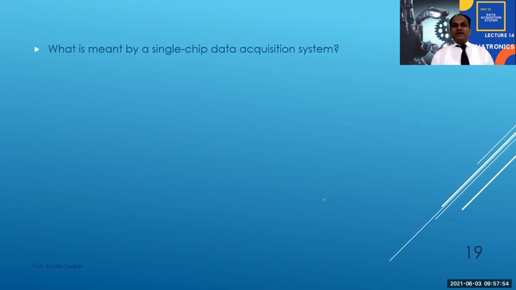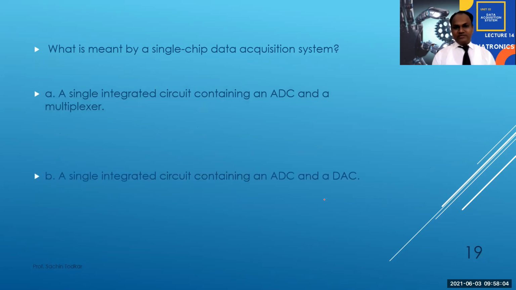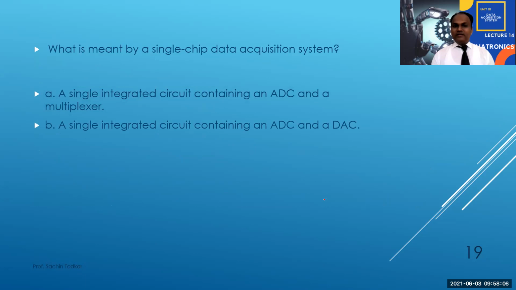What is meant by a single chip data acquisition system? This question is also a tricky one. Options: a single integrated circuit containing ADC and multiplexer; a single integrated circuit containing ADC and DAC; a single integrated circuit containing all the components; and none of the above.